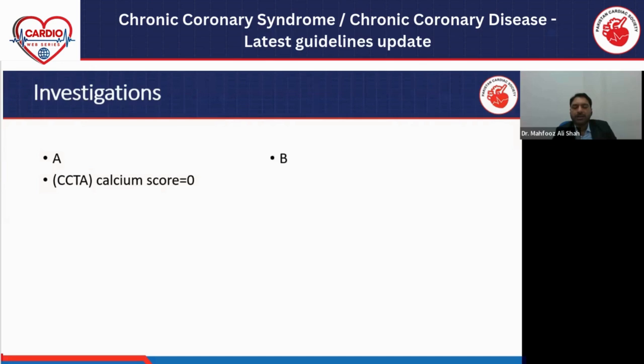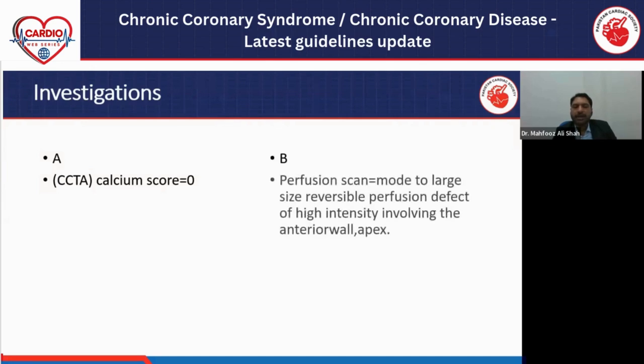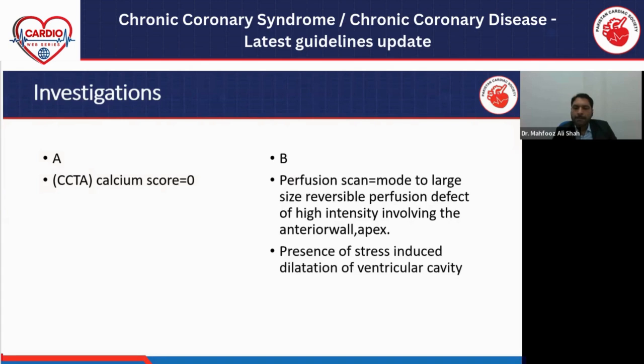The other patient was a male patient, 65 years. He was advised for the perfusion scan, and the perfusion scan came out to be very high risk. They have a very high-risk feature. So he has a large area of ischemia, more than 10%, involving the territory, and they have stress-induced dilatation of the LV cavity.